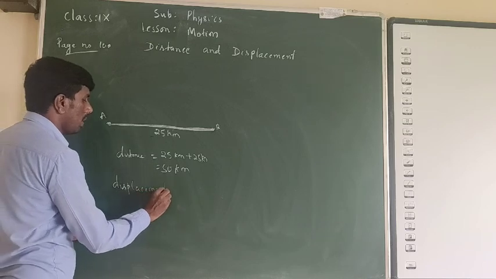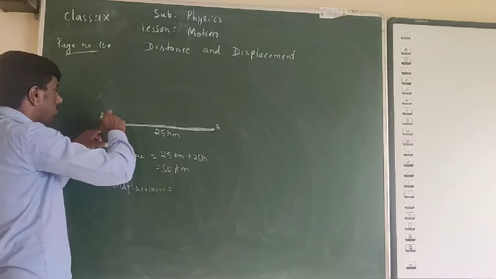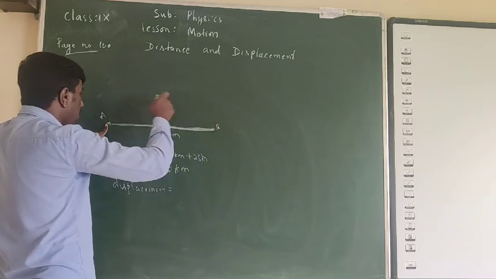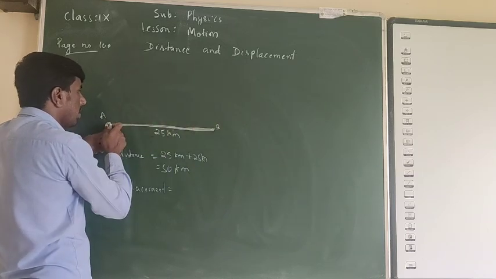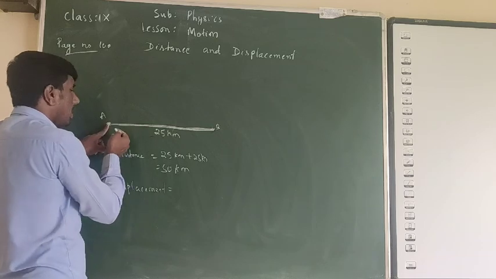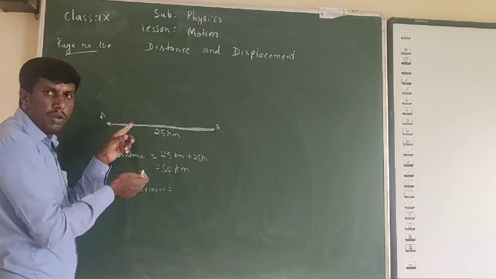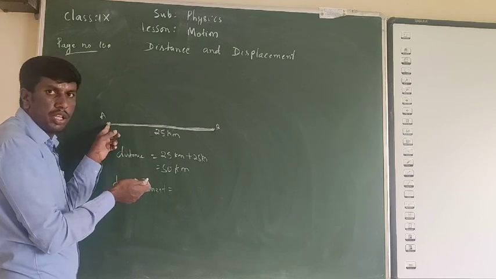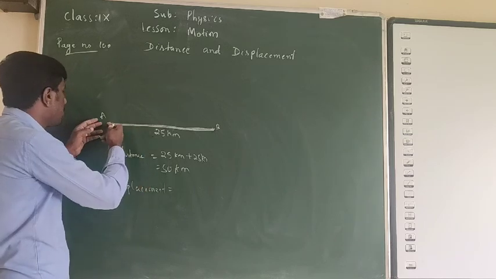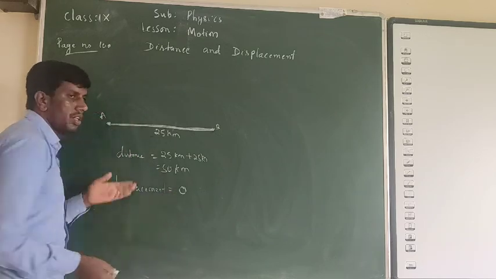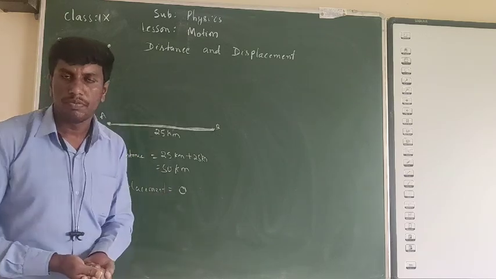We have started from A. We have reached B. Again from B we have reached A with the same path. Now we are at point A only. What does it mean? Initial position is also A, final position is also A. That means what is the shortest distance between initial position and final position? There is no distance, right? It is 0. In this case displacement is 0.